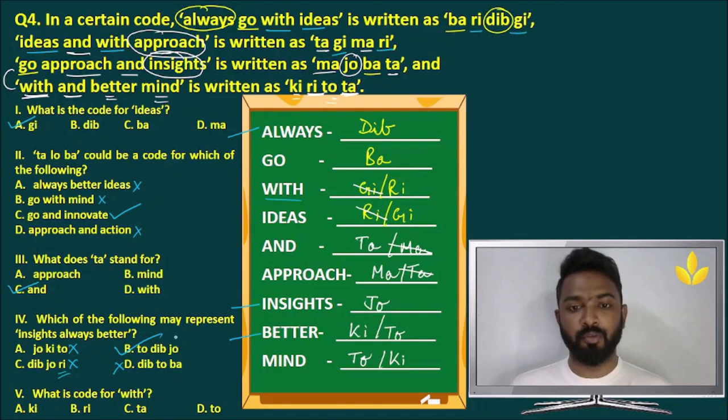Toe, dib, jo. Maybe. It could either be toe or key. We have no idea what is the code for better. What is the code for with? With is re. Re is B. So we have A, C, C, B, B.